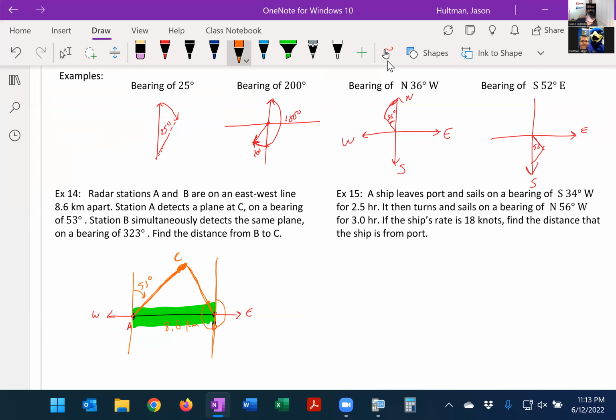So they're saying that A detects it at 53 degrees, B detects it at a 323 degree angle there. This would be 37 degrees right there.